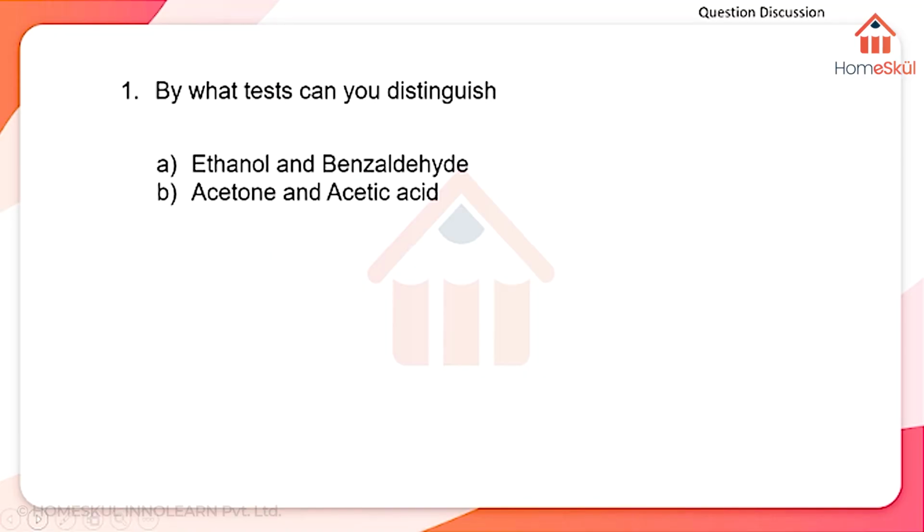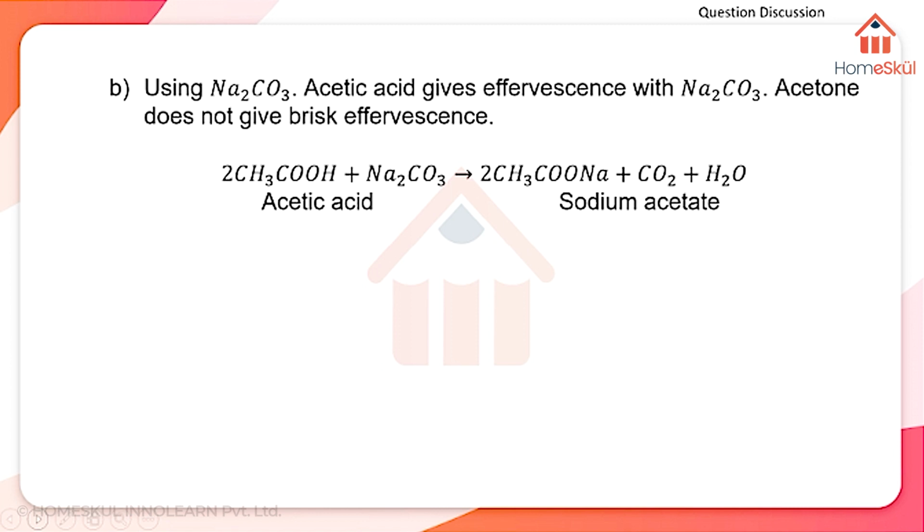And our second question is, how will you distinguish between acetone and acetic acid? That is very simple. Acetone and acetic acid, we distinguish by using sodium carbonate, Na2CO3. Acetic acid gives a brisk effervescence with sodium carbonate, whereas acetone does not. Acetic acid reacts with sodium carbonate to give sodium acetate, CH3COONa, carbon dioxide and water. So this is a test used to distinguish between acetic acid and acetone.